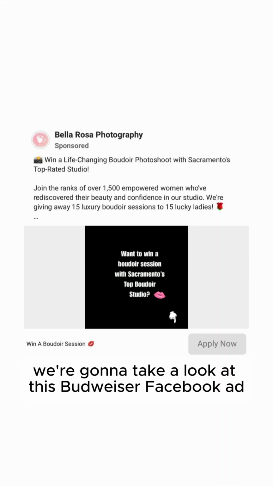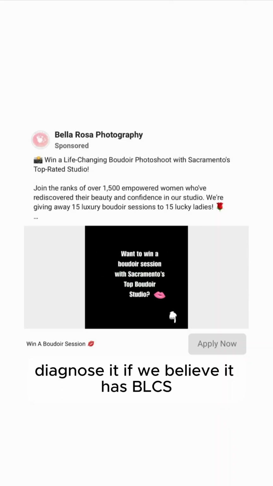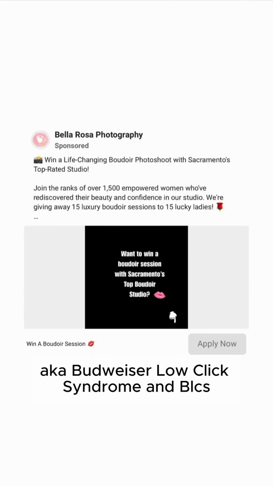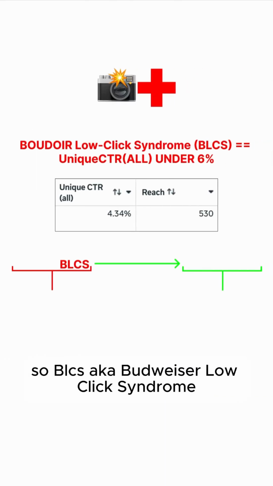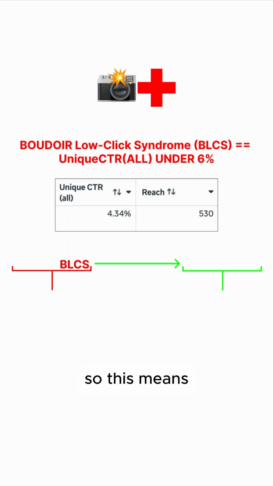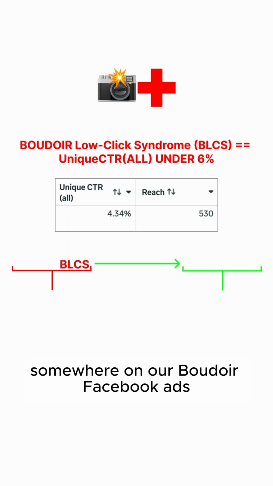All right, y'all, we're going to take a look at this Boudoir Facebook ad and diagnose it if we believe it has BLCS, aka Boudoir low click syndrome. BLCS is when the unique CTR of our Boudoir Facebook ads is under 6%. This means fewer than 6 out of 100 women are clicking somewhere on our Boudoir Facebook ads.